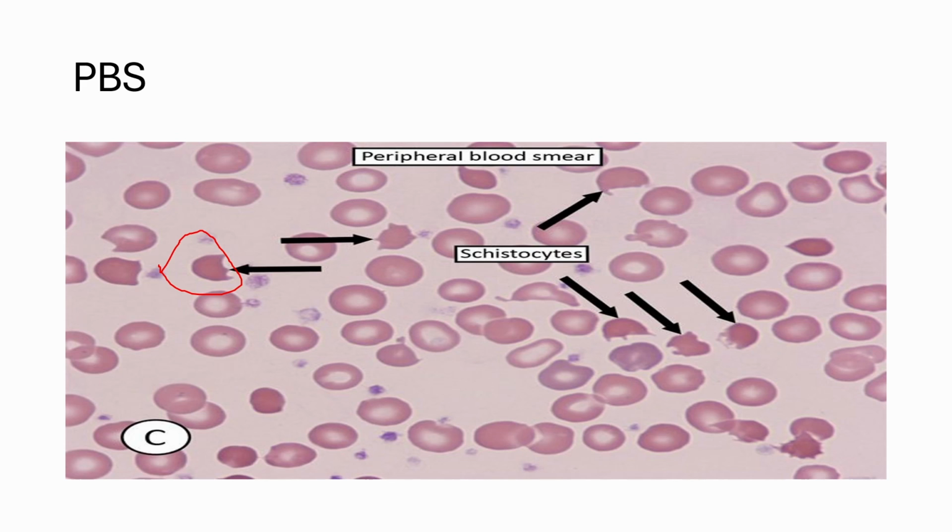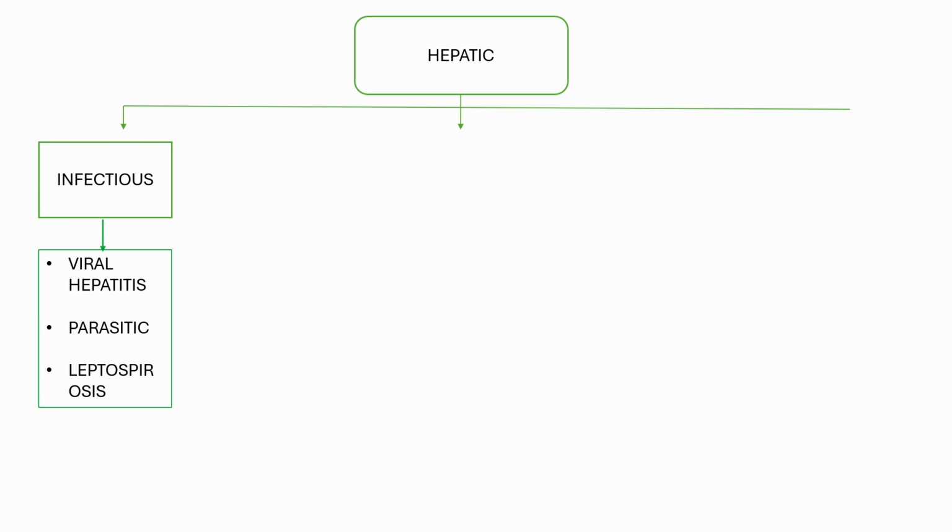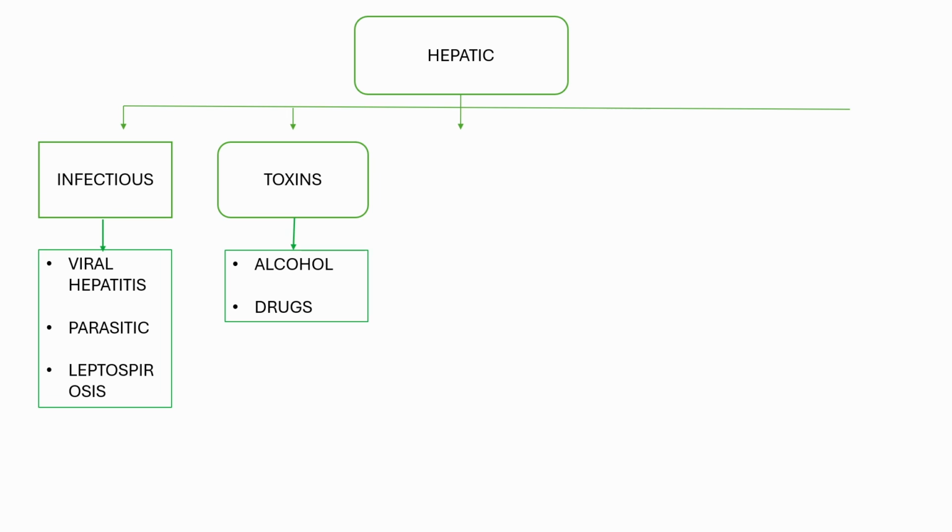Now we will talk about the hepatic causes of jaundice. There are various liver pathologies which will result in hepatic jaundice. Some of the causes are infectious causes. It can be viral hepatitis, bacterial, especially leptospirosis, or parasitic infections. It can be toxins like alcohol and various drugs. It can be iatrogenic too. And neoplasia, it can be a primary liver tumor, or it can be metastasis.